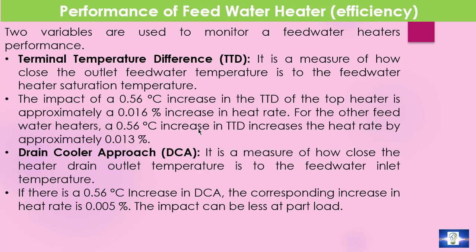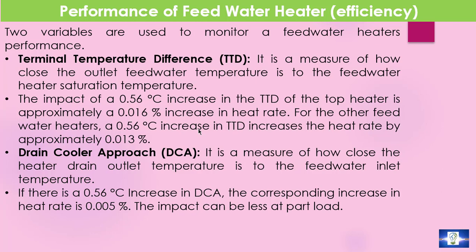And if you see, the impact of a 0.56 degree centigrade increase in TTD of the top heater is approximately a 0.016% increase in heat rate. And for the other feed water heaters, a 0.56 degree centigrade increase in TTD increases the heat rate by approximately 0.013%.